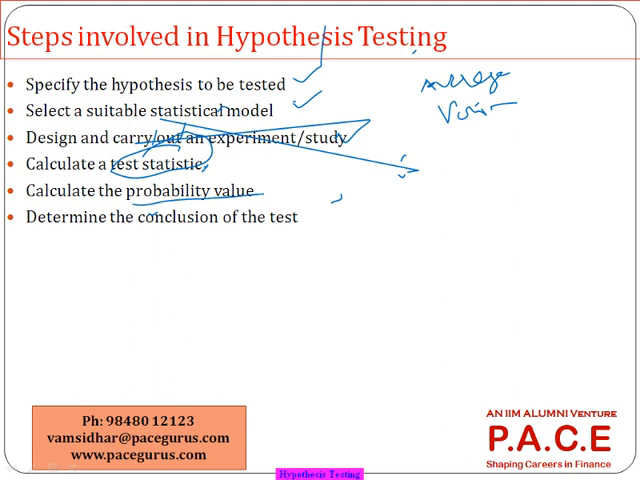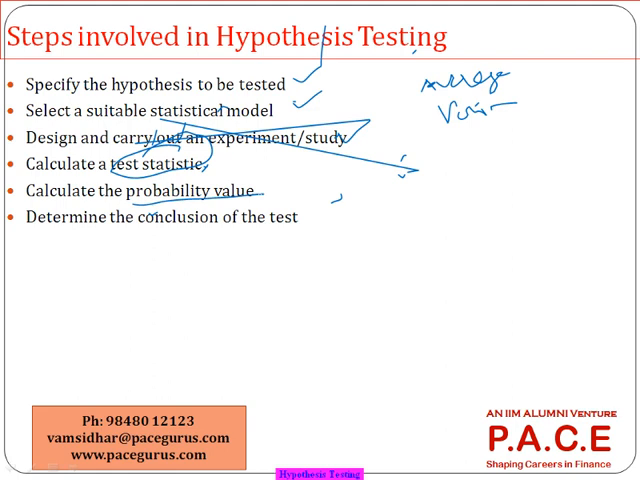So how is it working out? You start off with taking up a claim regarding a parameter, right? Whether you might have made the claim or you might have taken up the claim or a statement made by someone for the testing process.